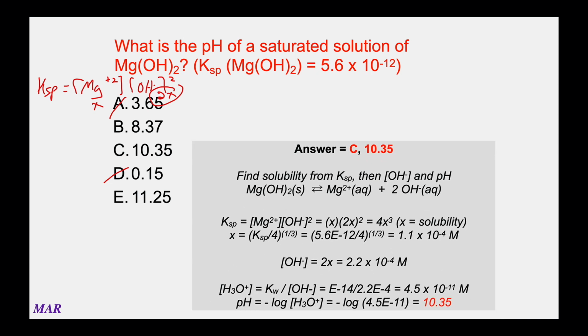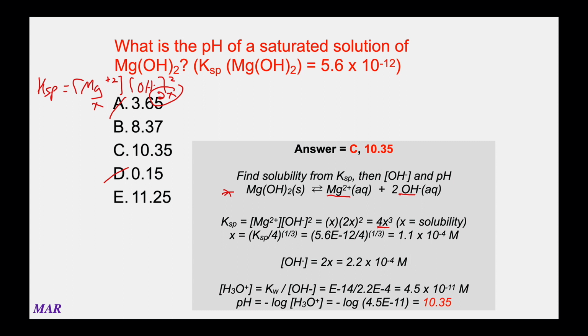So anyway, here's all of the math. First thing to do, think about what solubility is all about. And because this is a Ksp, magnesium hydroxide is in equilibrium with magnesium 2+ ions and 2 hydroxides. So 2 anions and 1 cation means this is a 4x cubed equals Ksp problem, where x is the solubility. So to solve for x, you take the Ksp, divide by 4, raise it to the 1/3 power.